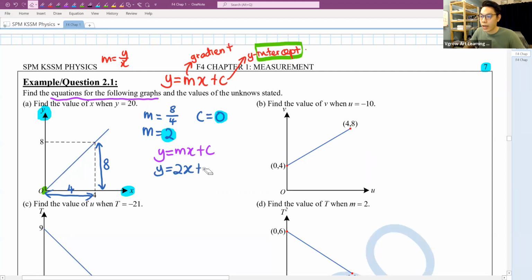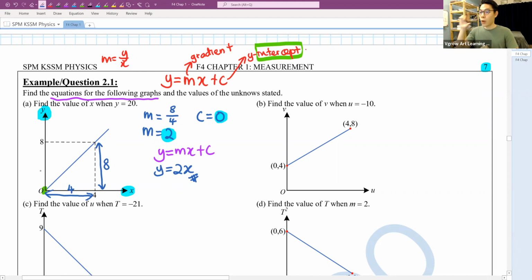Okay, the 0 we don't write, so we write that. Okay, so we answered the question already. This is the equation of the curve. Okay, this is the equation of the curve. The thing that might be confusing is probably the gradient only, I feel. Because the y-intercept just takes where the graph cuts the y-axis only.